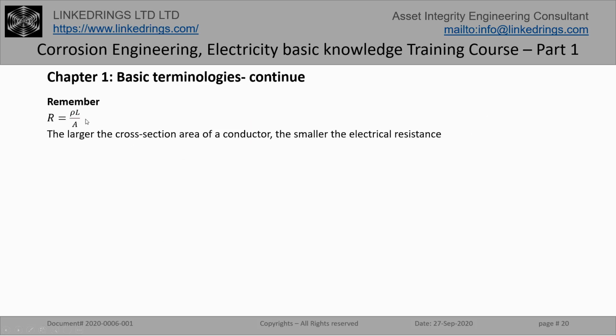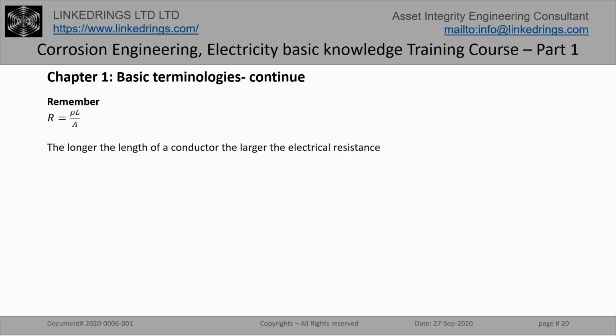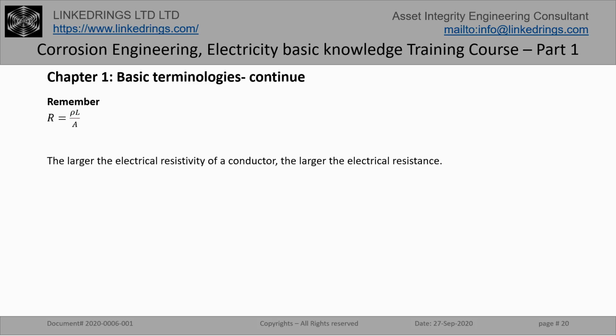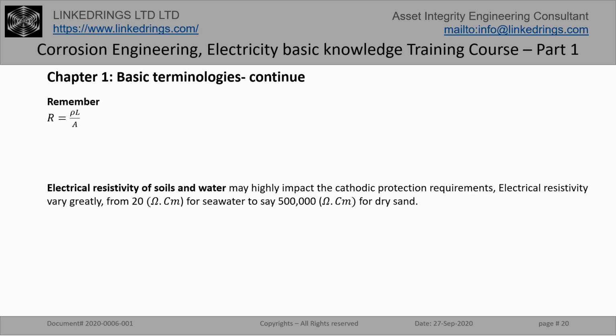As we mentioned, the larger the cross-sectional area of a conductor, the smaller the electrical resistance. The longer the length of the conductor, the larger the electrical resistance. The larger the electrical resistivity of a conductor, the larger the electrical resistance. Electrical resistivity of soil and water may highly impact the cathodic protection requirements. It means how much current is required to protect the structure.